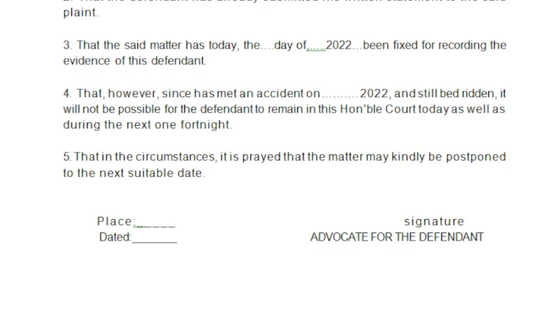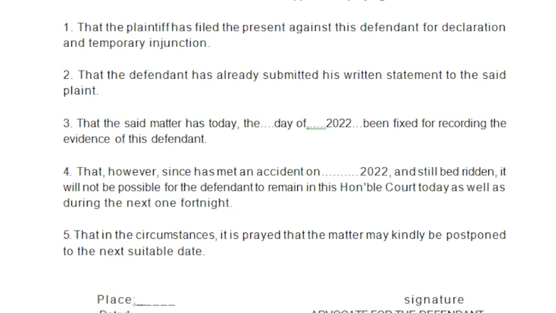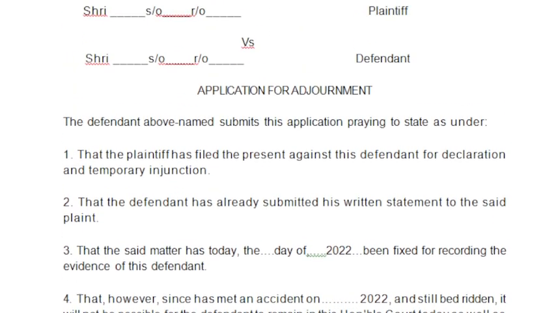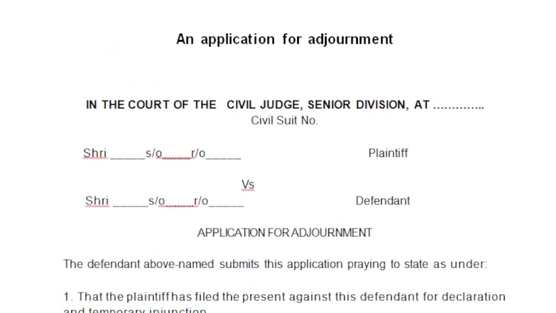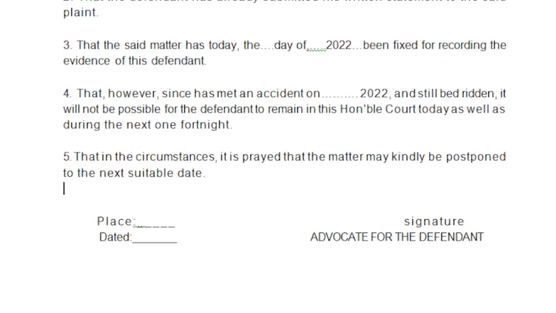Alright, so basically this is a very simple basic format. You can also download this, the link is in the description box. It is free. Now on the left hand side you have to mention the place at which the court is hearing the matter, and the date on which the signature has been made, signature of the party as well as the advocate.